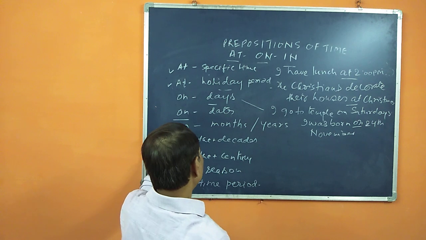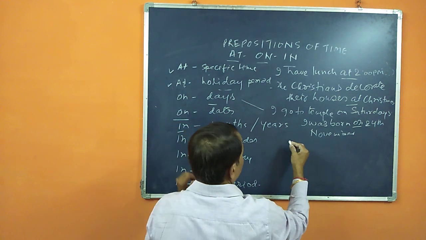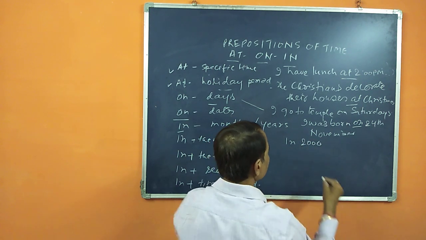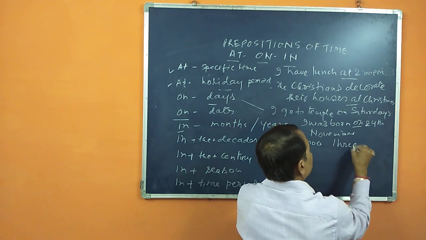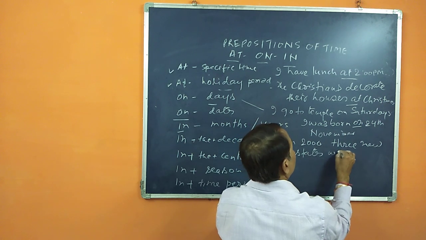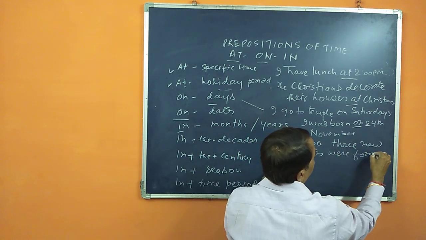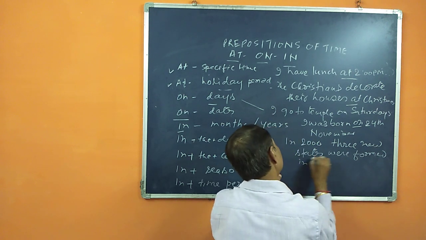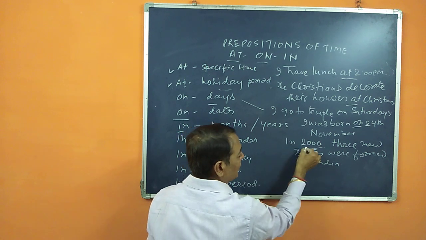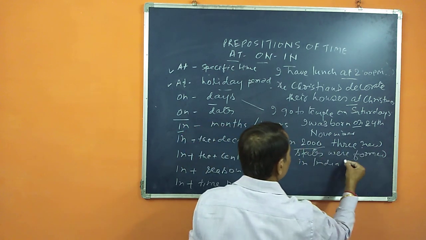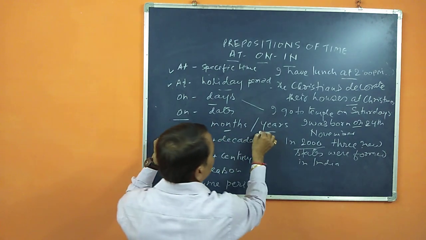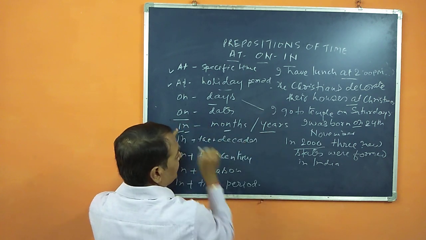Year also, again we use in. In 2000, 3 new states were formed in India. So I am mentioning here the year 2000, I am using year here. Years, months, in both cases we can use in.